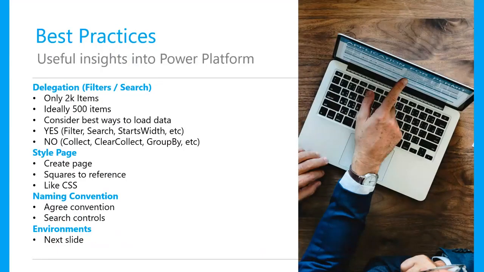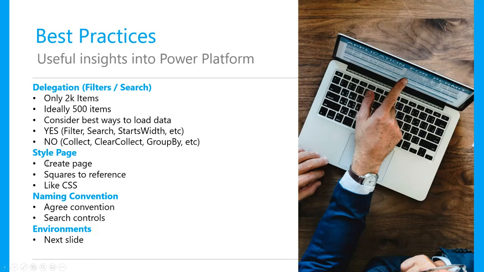Yeah, so some key things to take away. Be careful of delegation. Within your apps, you can only bring back up to 2K items. Ideally, you only want 500 items because this is going to start impacting your performance. There are certain formulas and things like that that you can use to get around delegation. So these ones here are ones you shouldn't be using, as you'll hit delegation issues with ones like this.